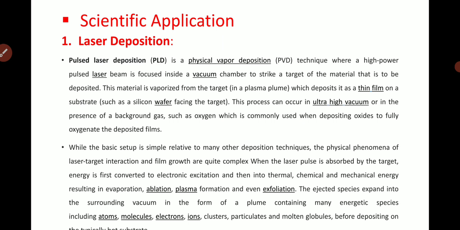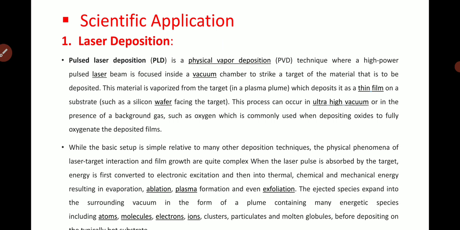What did we say? In this PVD technique, the high power pulse laser beam is focused inside the vacuum, and it strikes the target. The material is to be deposited, and that material is vaporized from the target and deposited as a thin film on a substrate. This process occurs in ultra high vacuum or in the presence of a background gas such as oxygen, which is commonly used when depositing oxide to fully oxygenate the deposited films.